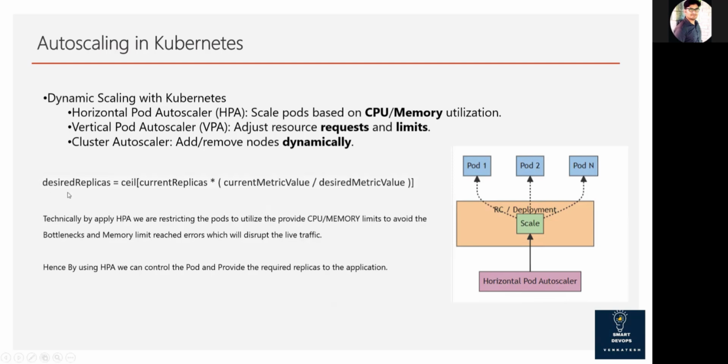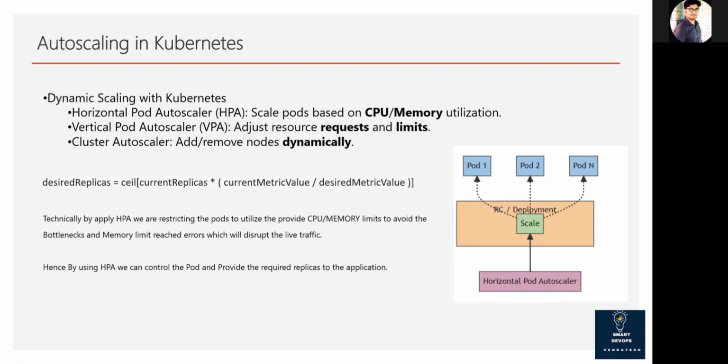This is the algorithm we have for it. Based on the desired replicas only, the HPA will manage the pod count. Typically, by applying HPA, we are restricting the pods and providing CPU and memory limits to avoid bottlenecks. If you don't have HPA, what will happen? The CPU and memory utilization will reach the thresholds and the pod will go down, and many issues will happen in the background, which will disrupt our live traffic in production. So it's good to use the horizontal pod autoscaler for your deployments.